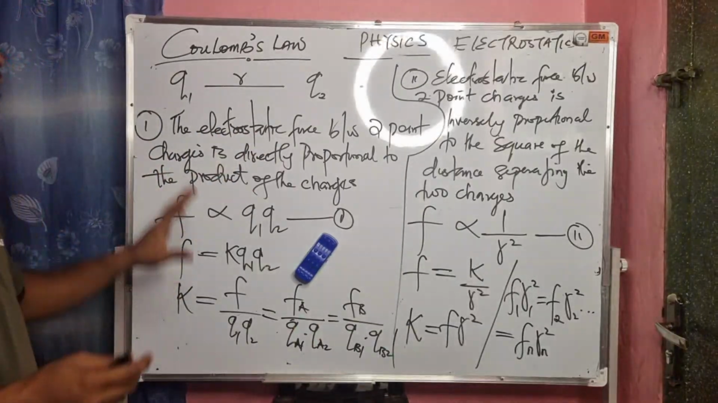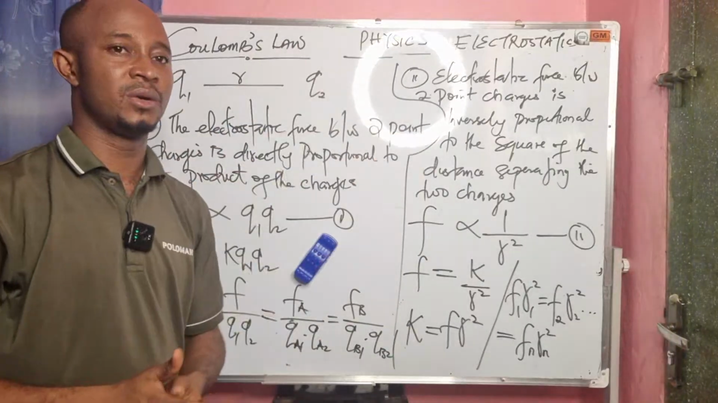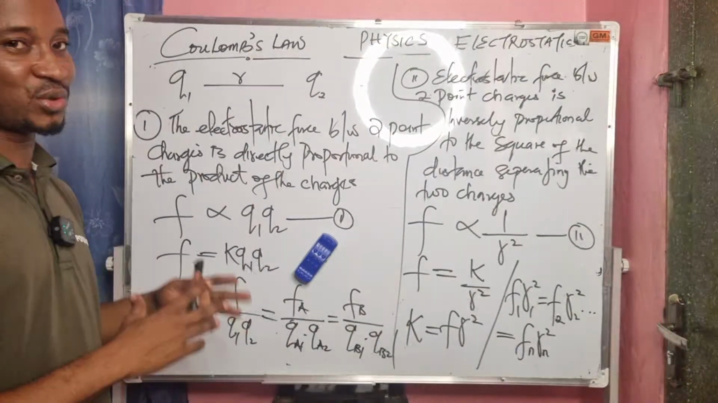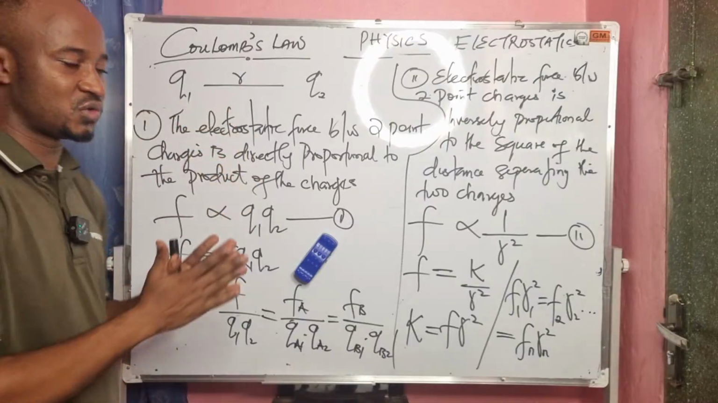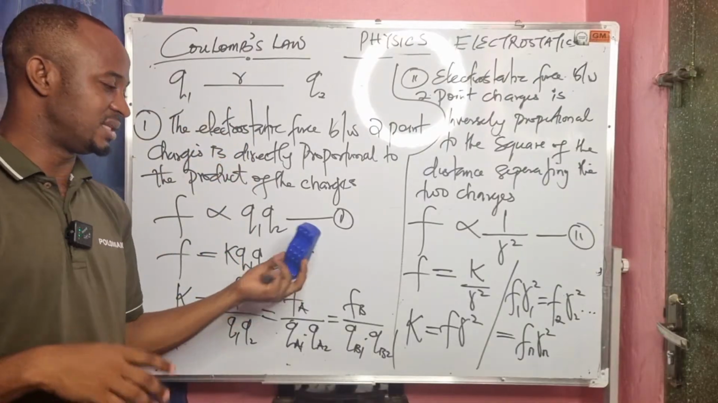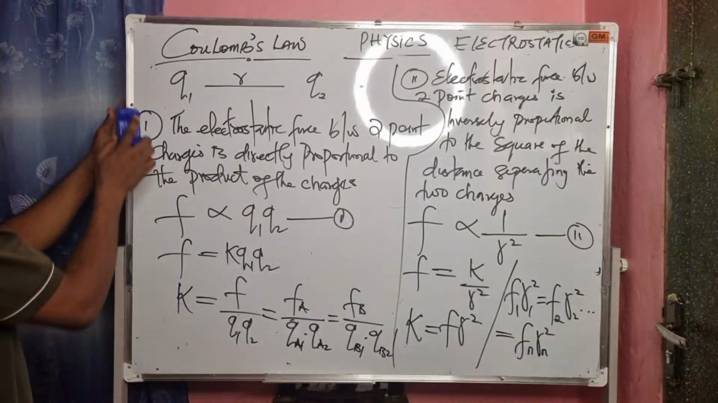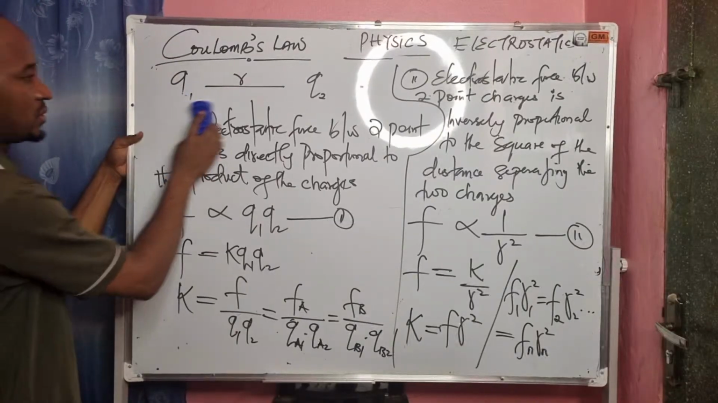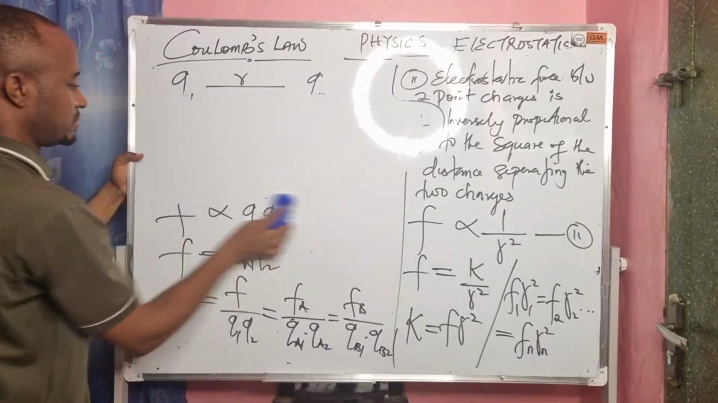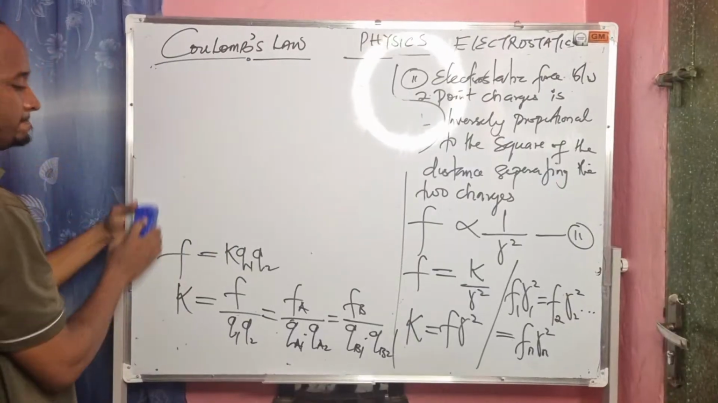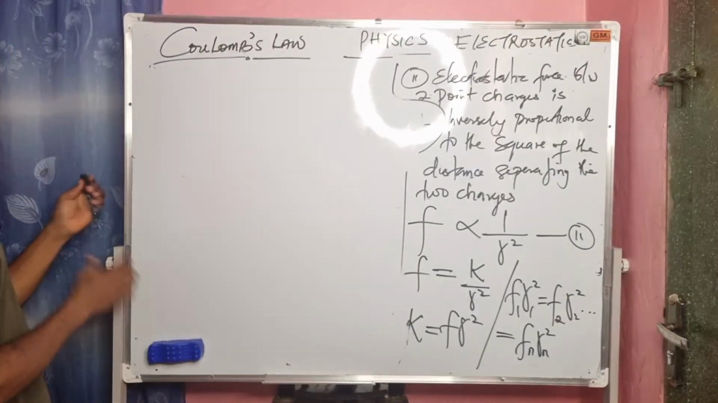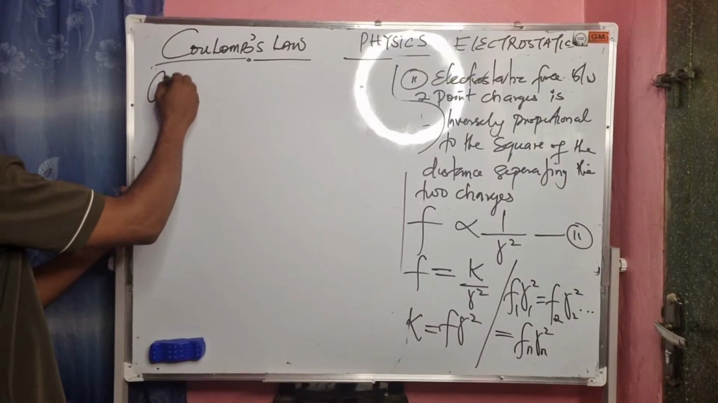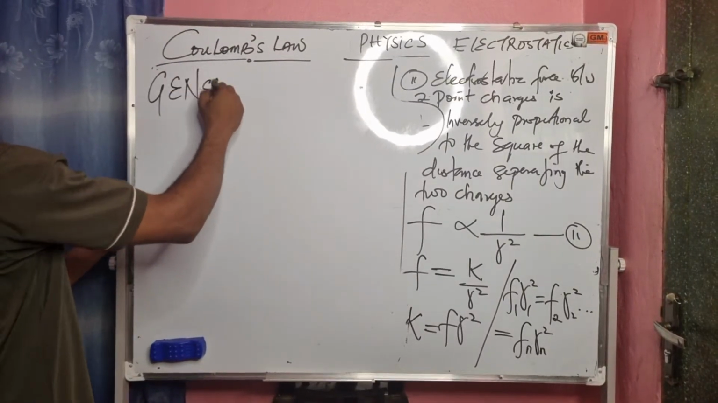So this is the first and the second. Then the combination of the first and the second will give us the general Coulomb's law we all know. Now, I will combine these two together to form the general Coulomb's law.